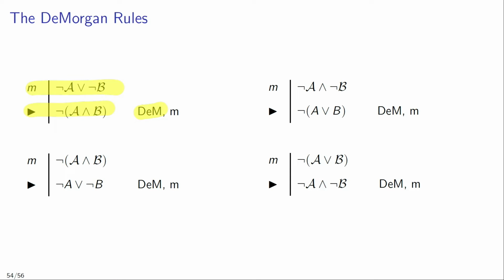Now if you think about it, this rule should be valid. It is extremely plausible. If either A is false or B is false, well then it cannot be the case that both A and B are true.